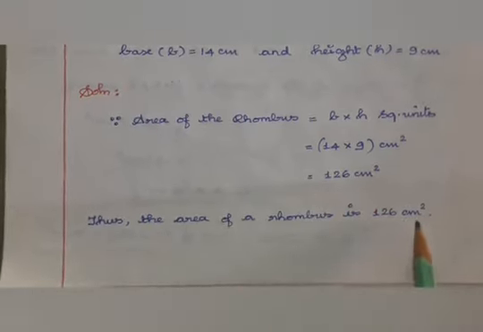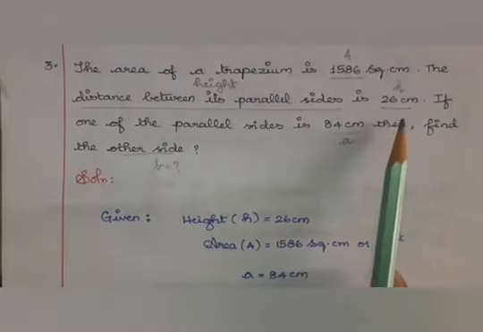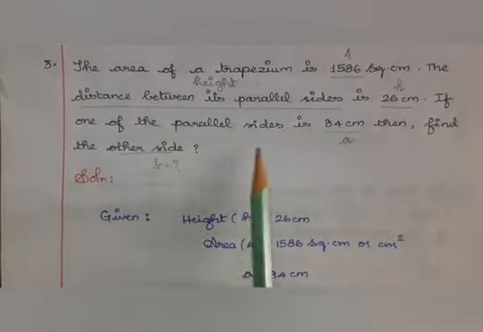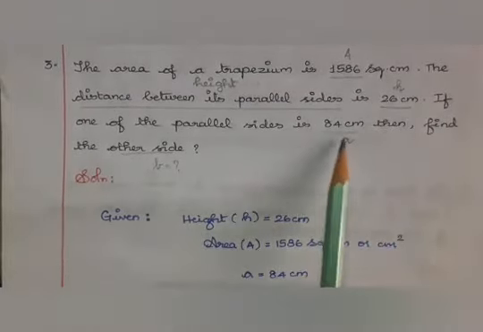Next we'll go over the question in trapezium. The area of the trapezium is 1586 square centimeters. The distance between its parallel sides is 26 centimeters. If one of the parallel sides is 84 centimeters, then find the other side.